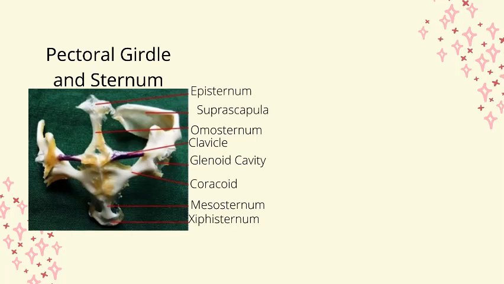It provides the structure for the pectoral girdle to be connected and serves the purpose as the girdle does and facilitates expansion and contraction during respiration. The rhomboid structure on top is called the episternum. The long structure between the episternum and the clavicle is called the omosternum. Below the coracoid is the thin structure called the mesosternum. Below it is the semicircular structure called the xiphisternum.